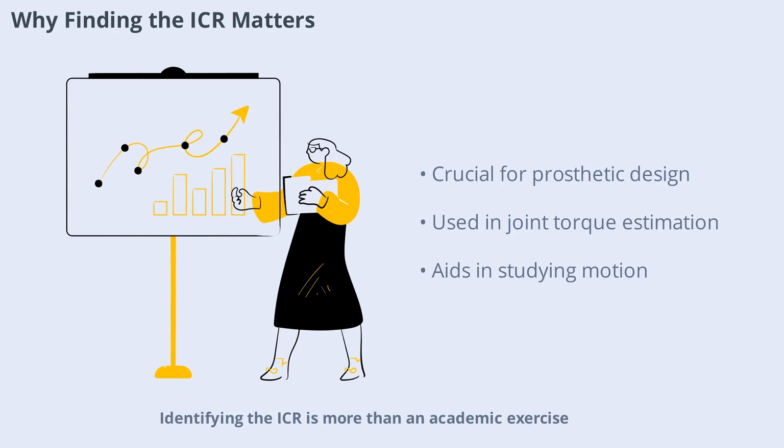Identifying the ICR is more than an academic exercise. It's vital for designing prosthetics and orthotics that mimic natural joint motion. By understanding how the ICR moves, engineers can create devices that better replicate the body's biomechanics. Additionally, the ICR is used in inverse dynamics to estimate joint torques, and it helps distinguish between normal and pathological movement patterns. This knowledge is essential for both rehabilitation and advanced biomechanical research.